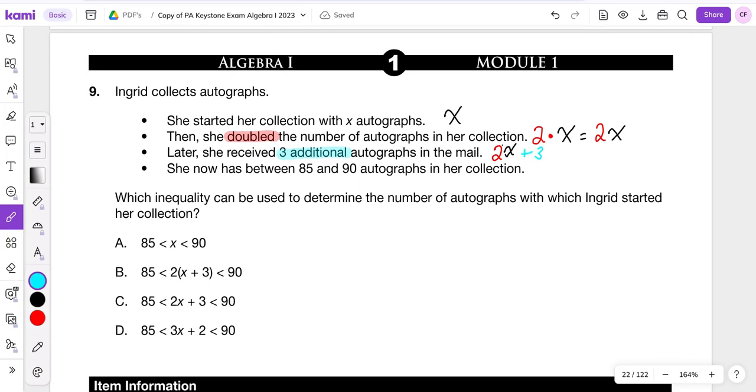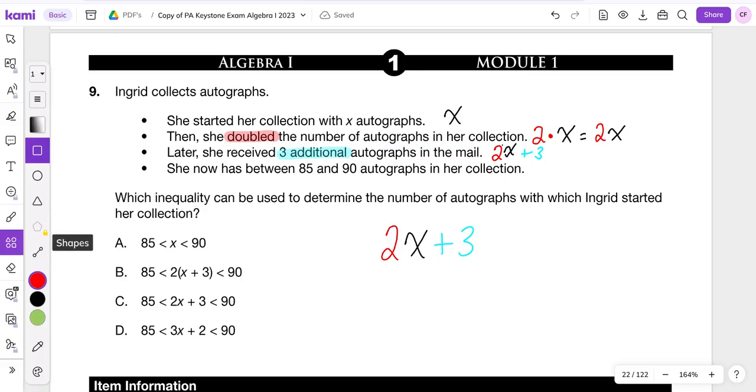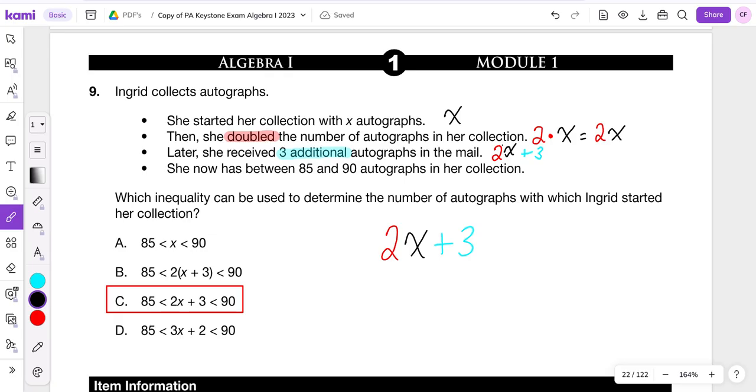So if I look at my multiple choice options, I'm looking for the one that will have 2x plus 3 in the middle. Which one is that? That is option C. And because it stated that it was between, that told us that it's not going to be equal to. So we know that the minimum here was the 85. So 85 is less than 2x plus 3, which is less than the maximum autographs of 90.